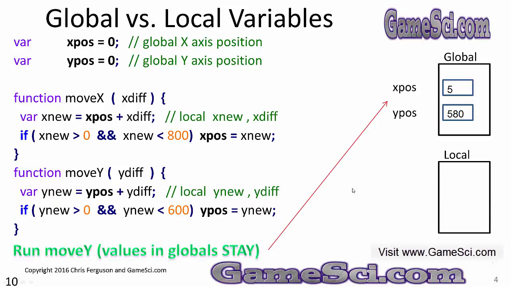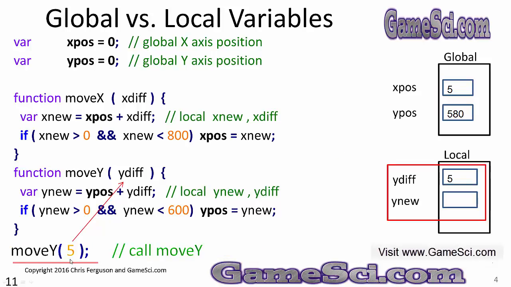So let's run MoveY. Notice that the global variables haven't changed. We still have a 5 and 580 in them. We'll do another call, MoveY, and we'll pass it the argument of 5. So we want to move on the y-axis by 5 pixels. You can see the argument 5 was sent to the local variable or parameter ydiff, and a 5 showed up in that variable over there. You'll also see we dynamically created the ynew variable over here. We haven't done anything with it yet, but we dynamically created that variable.